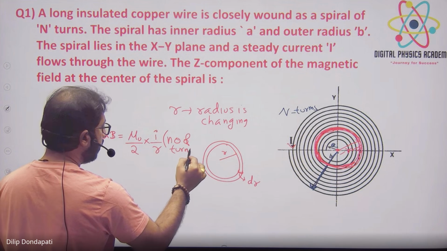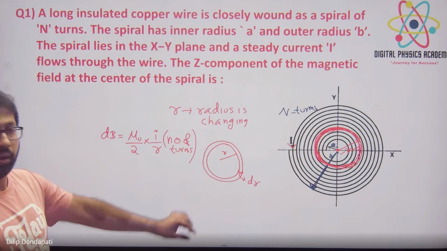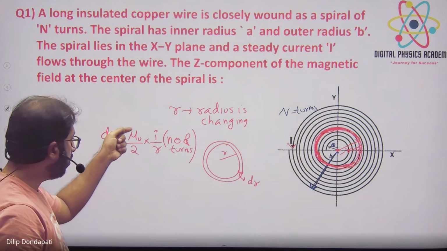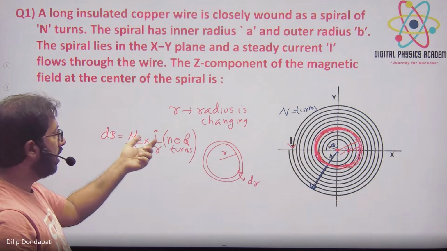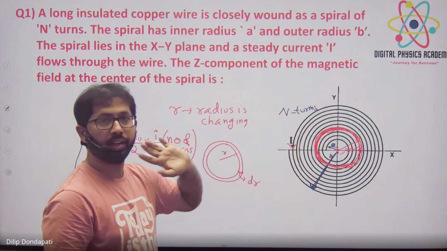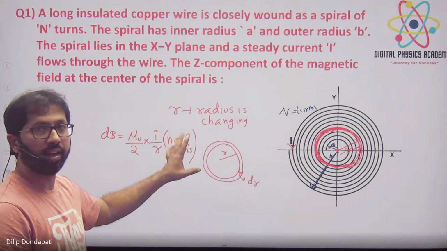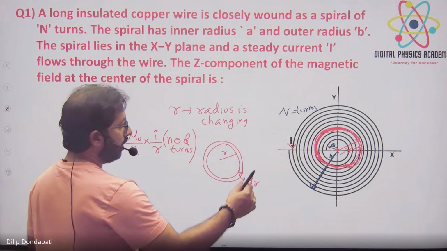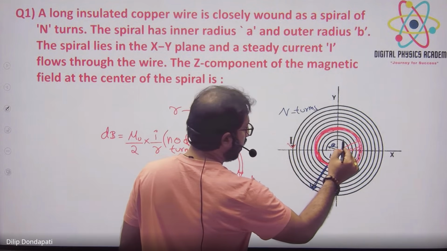Did you understand this? See, I took a coil. We don't know the number of turns in the coil, and the small magnetic field is mu naught by 2 into I by r for one coil, into the number of turns. We need to find the number of turns. Then you will get the small magnetic field. We'll integrate from a to b and we'll get the total magnetic field. Okay, now see how we do it. Total turns is how much?